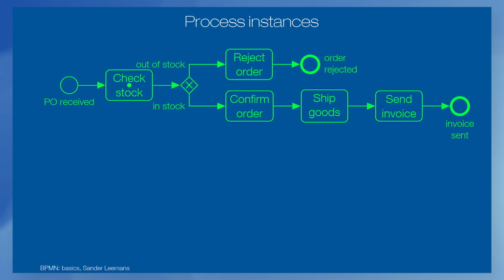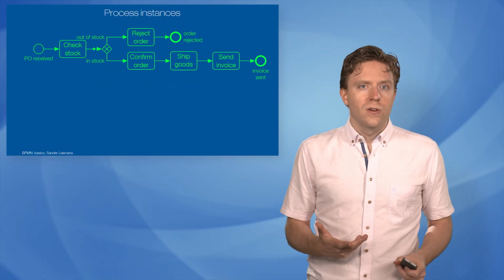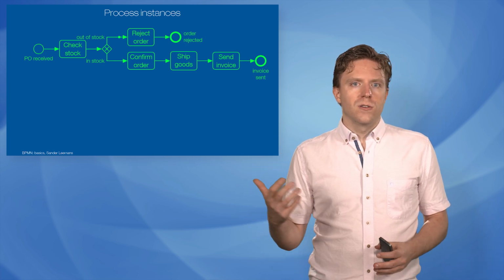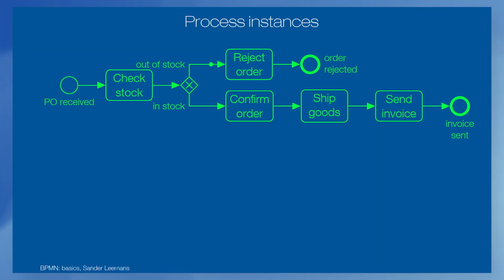Once check stock is finished, a token is produced onto the outgoing sequence flow of check stock towards the XOR split gateway. Let's say that here the items are not in stock again, so the XOR split forwards the token towards reject order. Now in reject order, it can start, but let's say that this takes a bit of time and people are working on it, perhaps looking for alternatives for the customer or writing an email.